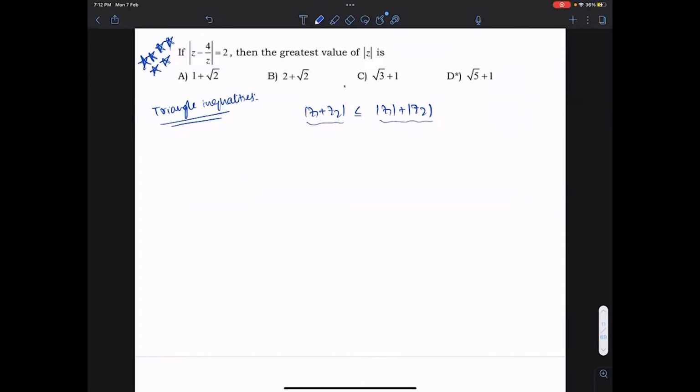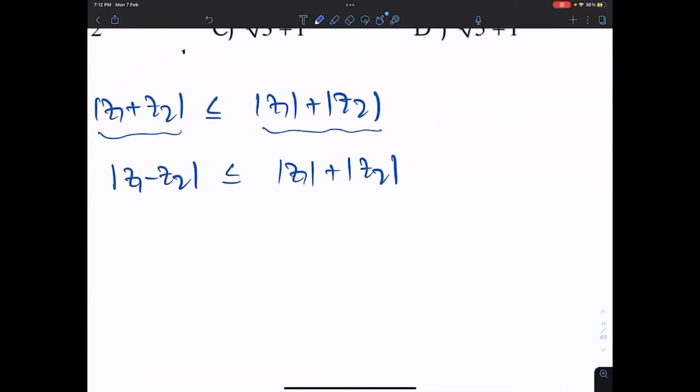Okay. Next, another inequality we have: mod of Z1 minus Z2 is less than or equal to mod Z1 plus mod Z2. Because actually, the above one, if you have understood, is the sum of two sides like that. In the below one, I have written minus here, so I can write it as Z1 plus minus Z2 is less than or equal to mod Z1 plus mod minus Z2. Mod minus Z2 is the same as mod Z2.